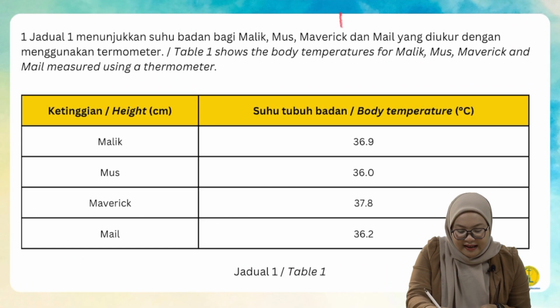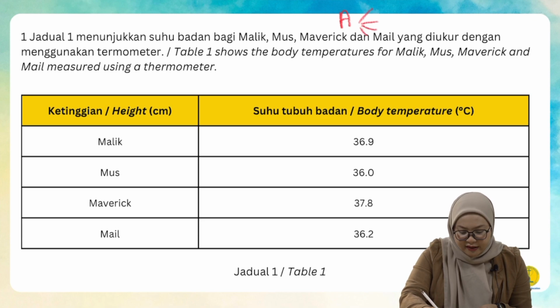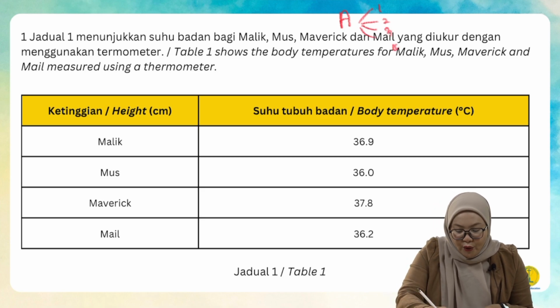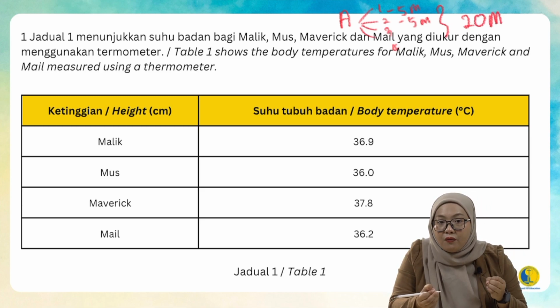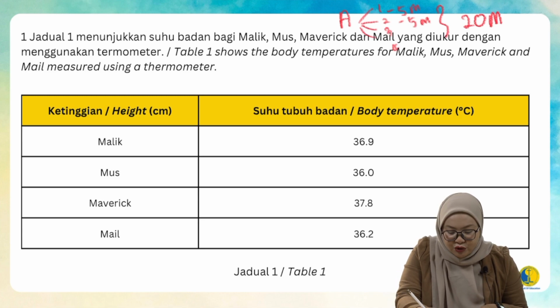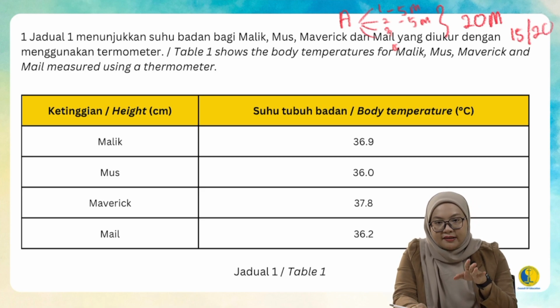Remember, in this section A, you only have 4 questions. It's easy, 4 questions. 1, 2, 3, 4. Each of the questions, guys, only 5 marks. So in total, for this section, 20 marks. So how many should you score to get A? At least you should score 15 over 20. 15 over 20 means you are safe already.